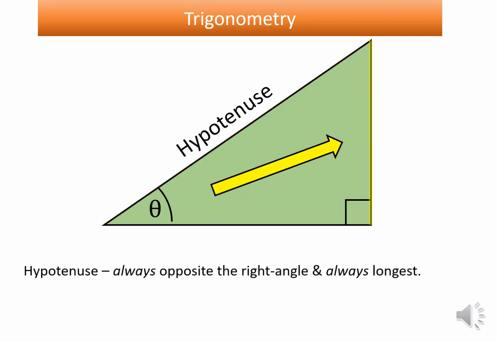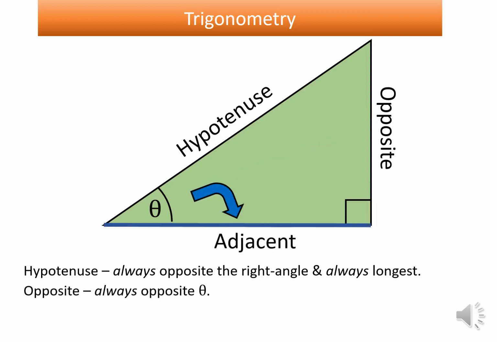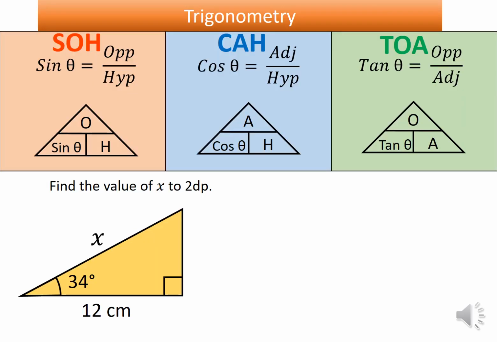We also need to know that the length opposite our angle theta is called opposite, and the side right next to the angle is called the adjacent. We use trigonometry. We can use SOHCAHTOA to help us remember how to use the three ratios. So the sine ratio involves opposite and hypotenuse. The cosine ratio involves adjacent and hypotenuse, and the tan ratio involves opposite and adjacent.